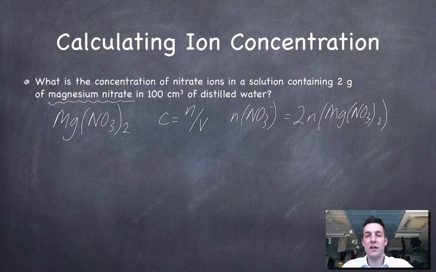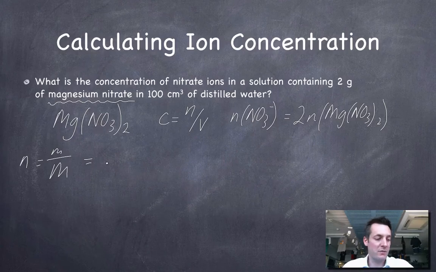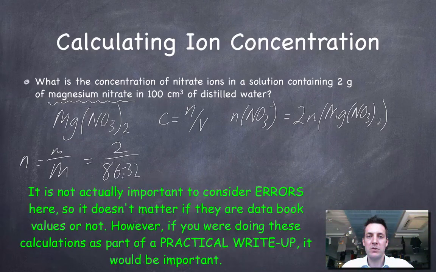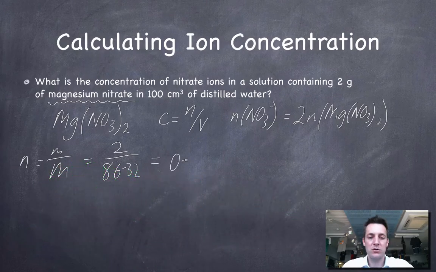So now I have to find the number of moles of magnesium nitrate, and the number of moles is equal to the mass divided by the molar mass. Again, I can't find the molar mass here unless I know the formula. So I'm stuck if I haven't learned my ions. But anyway, this would be 2 grams divided by 86.32. These are data book values, remember, because I'm looking them up in the periodic table. Anyway, if I plug that into my calculator, I actually get 0.02 moles.